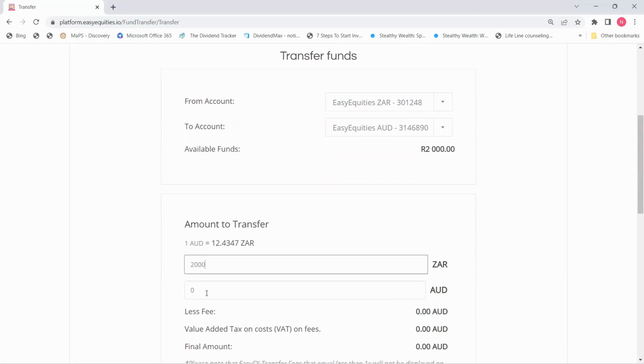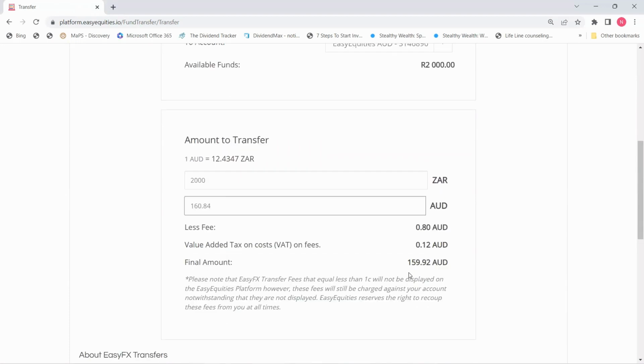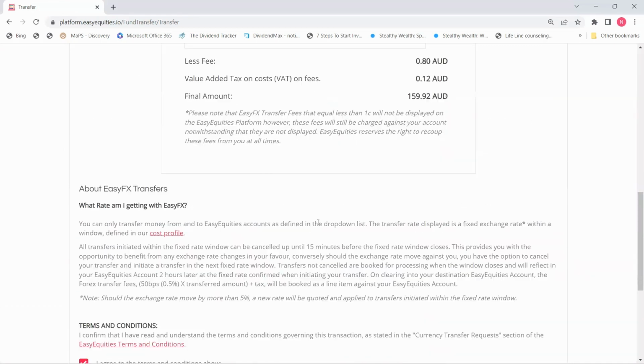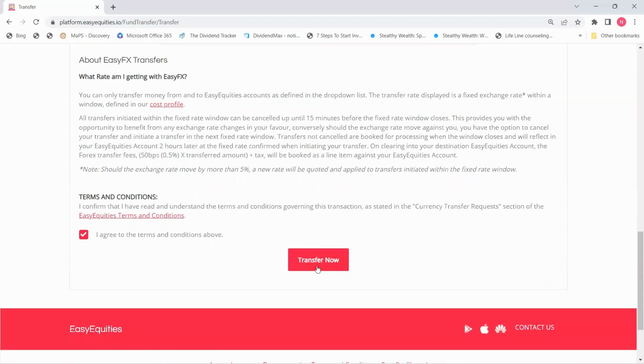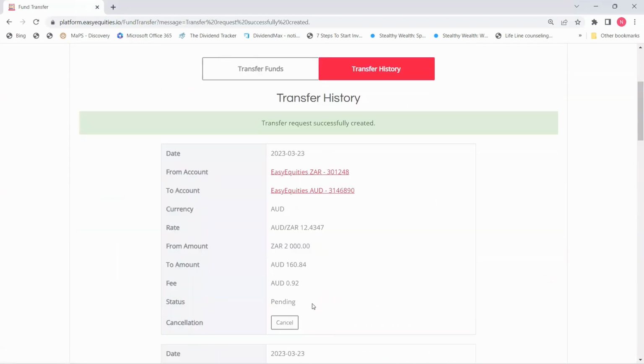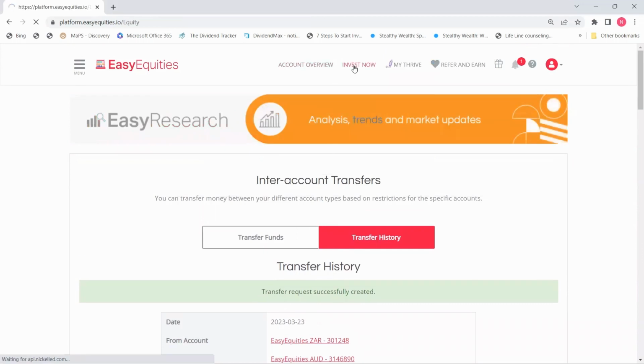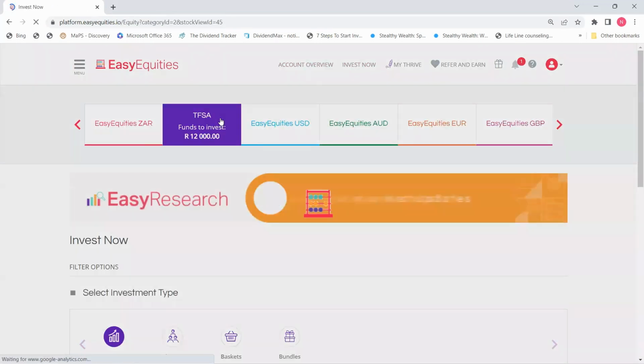So 2,000 Rand, which is going to give me 159 Australian dollars. I agree to the terms and conditions above. Transfer now. So it says pending because it hasn't gone through, but it will go through after about an hour or so. In the meantime, I am ready to invest in my TFSA account. So let me click there.